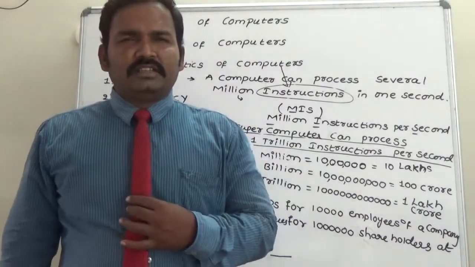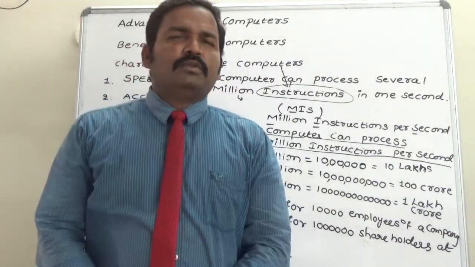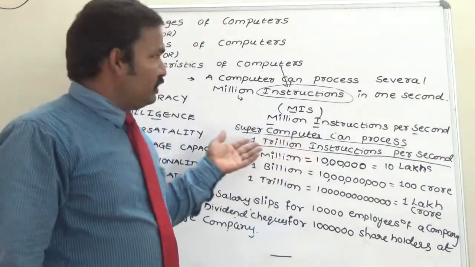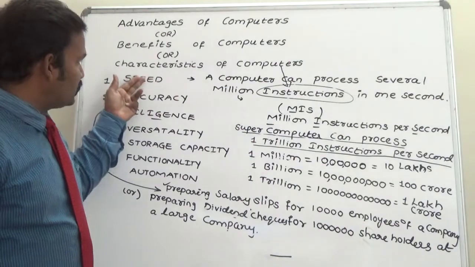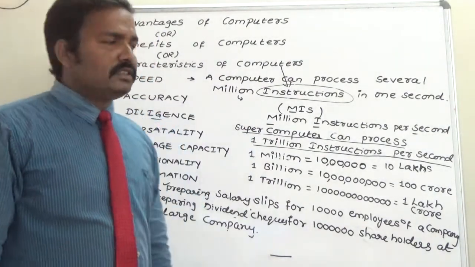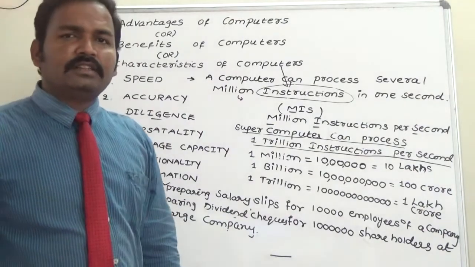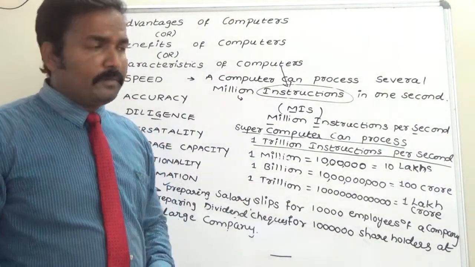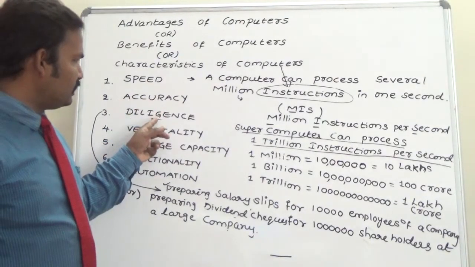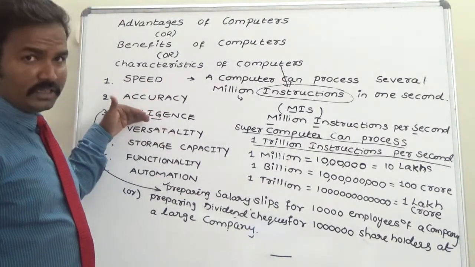So in the last session we discussed the advantages of computers. In that, the first three advantages we have covered. In this session we will see the remaining advantages. So speed, accuracy, diligence. Up to here is completed.